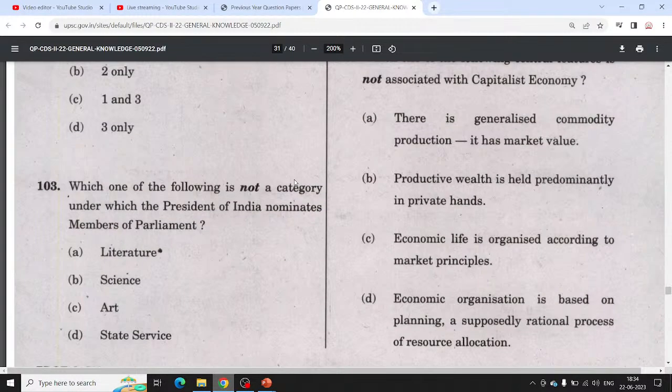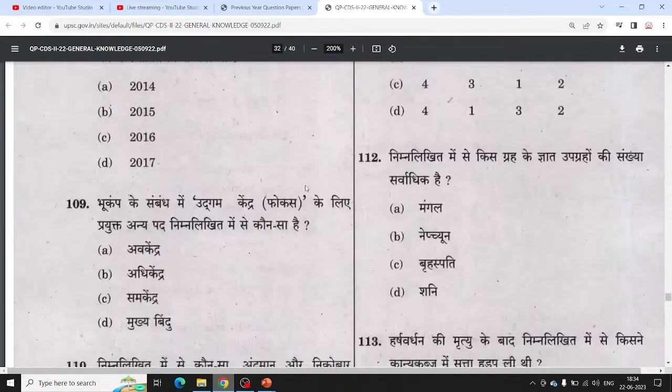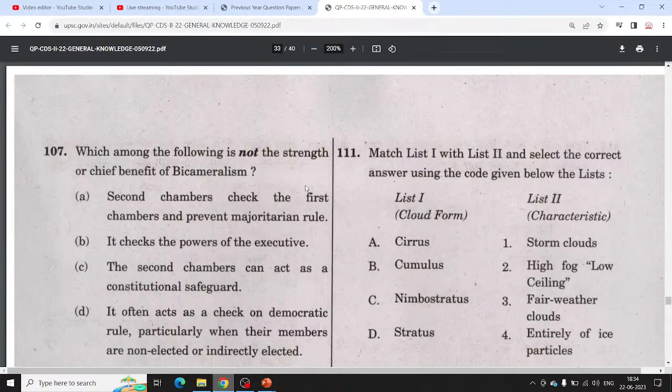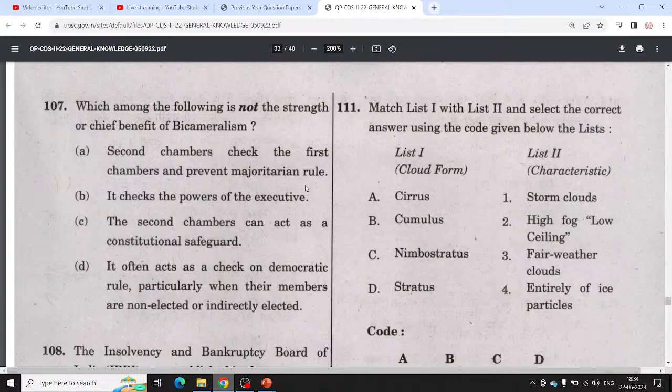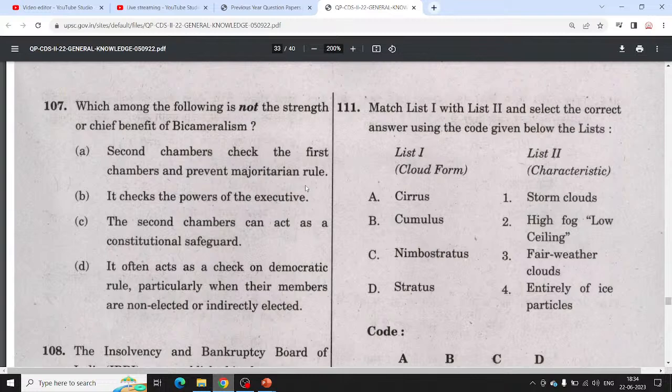Okay, then one minute. One question is there on economics. Okay, types of clouds I have told you in class. Look at this. Cirrus, cumulus, nimbostratus and stratus. Direct question. Okay. In my economic classes, did I talk about Indradhanush? Yes, sir.